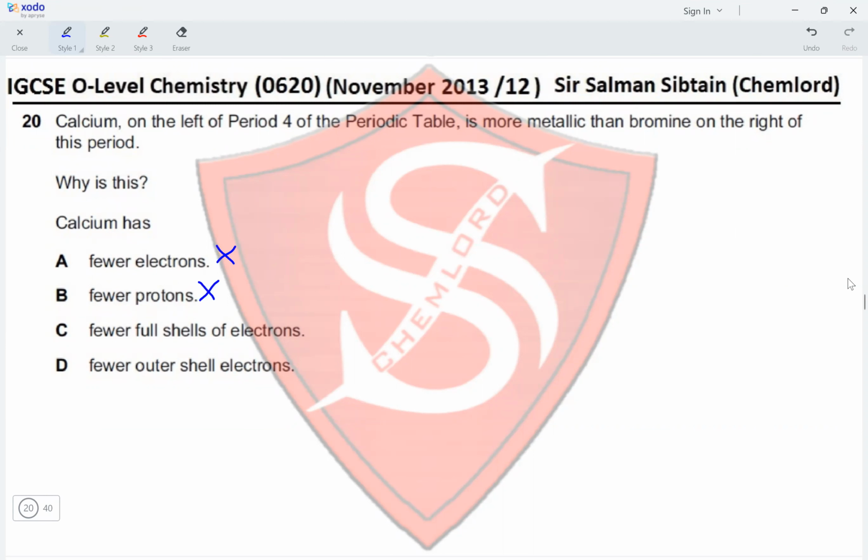Fewer full shells of electrons. No, they've got equal full shells of electrons. This is not the reason either. Fewer outer shell electrons. Yes, because calcium has got fewer outer shell electrons, it is metallic. Bromine has got more outer shell electrons, so it is not metallic because all of those electrons cannot be delocalized in the sea of electrons. So this reason appears correct. Therefore, option D is the correct option for this question.